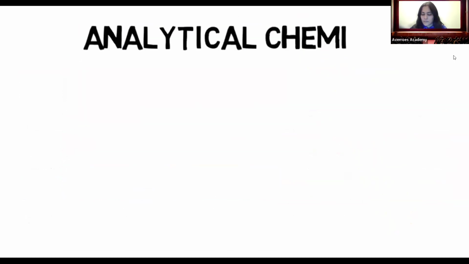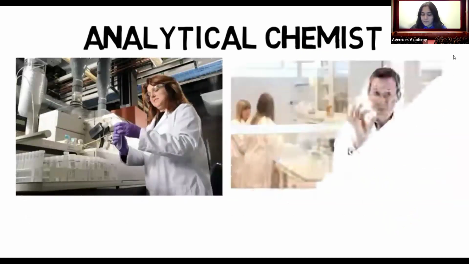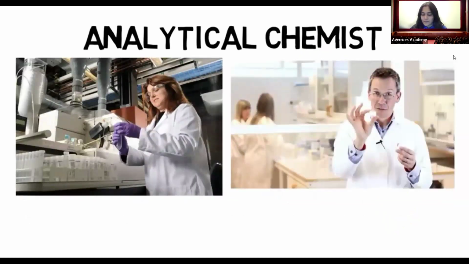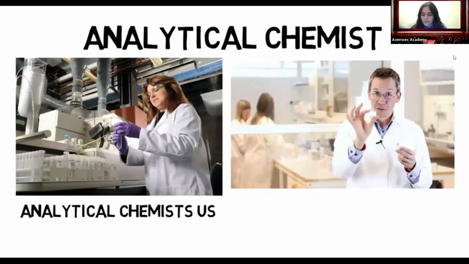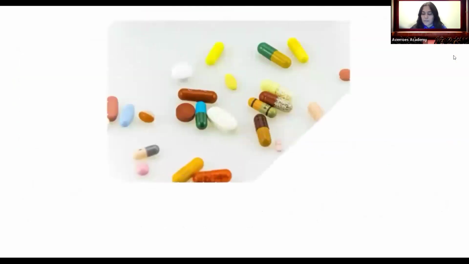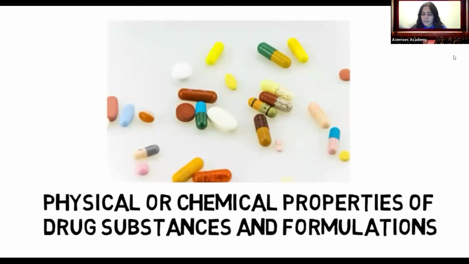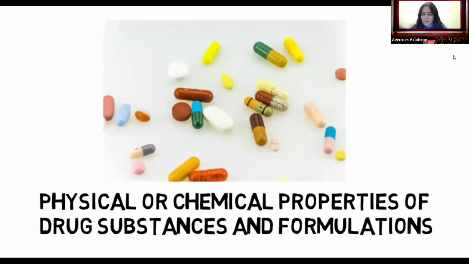Now, when it comes to being an analytical chemist, although you will be able to find some entry-level jobs, most of them will require a master's or PhD, with the most job opportunity and upward mobility to those with PhDs. Analytical chemists use a diverse range of methods to investigate the chemical nature of substances. The aim is to identify and understand the substance and how it behaves in different conditions. In the pharmaceutical industry, for example, you would be involved throughout the drug development process. This would include studying the physical or chemical properties of drug substances and formulations with a view to determining the quality and stability of drug products.